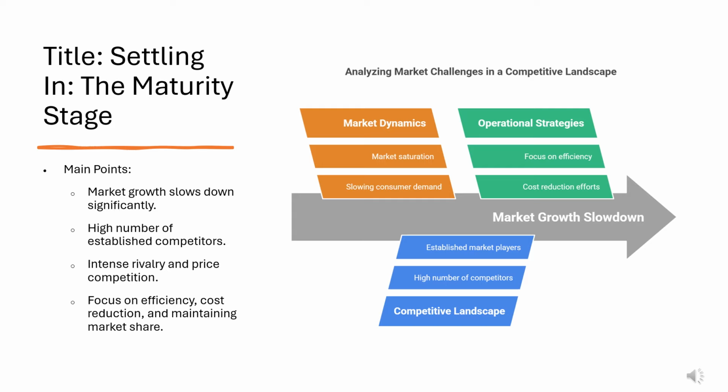This slide describes the maturity stage of the industrial life cycle. In this stage, market growth typically slows down considerably, and the market often becomes saturated. There is usually a high number of established competitors, leading to intense rivalry and price competition. The strategy focus for firms in this stage often shifts towards improving efficiency, reducing cost, and maintaining or defending their market share.